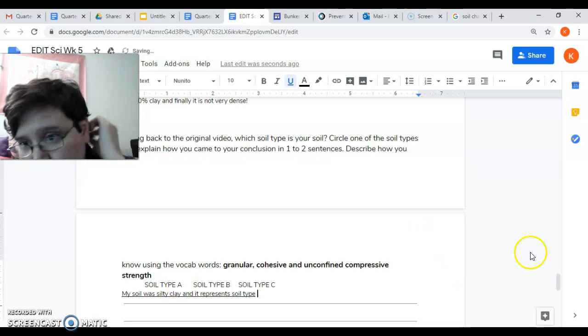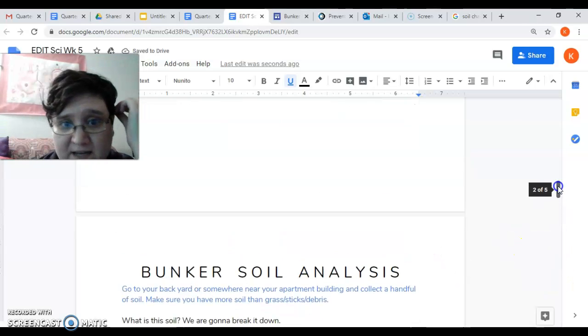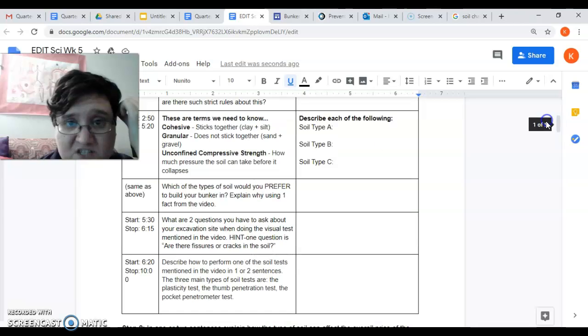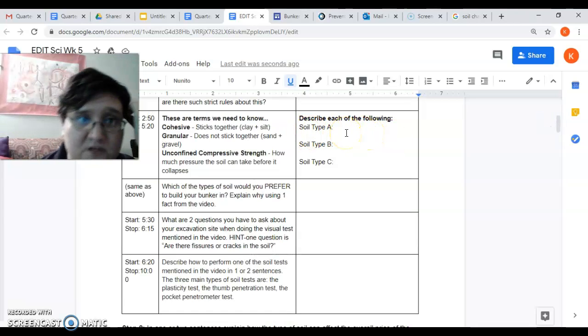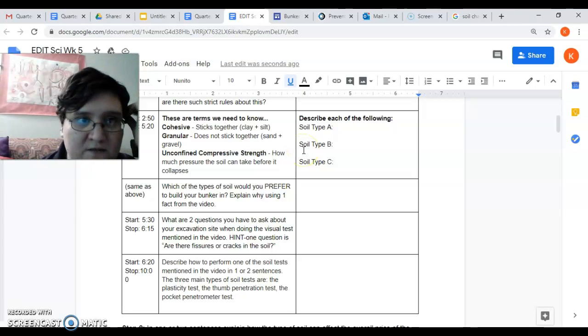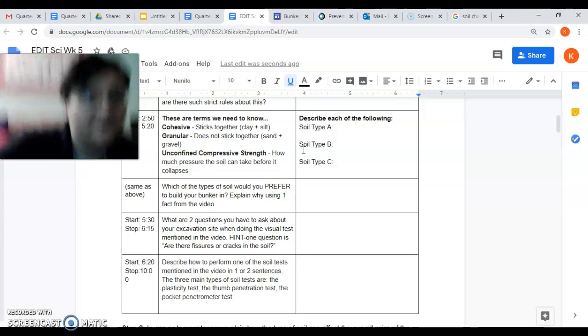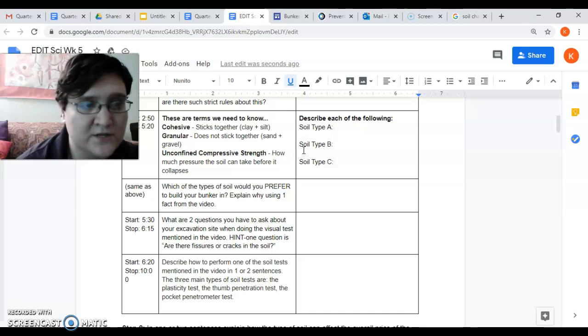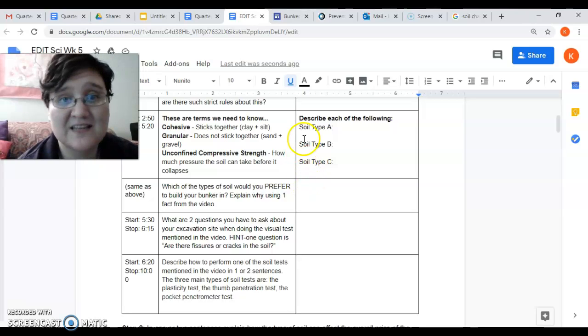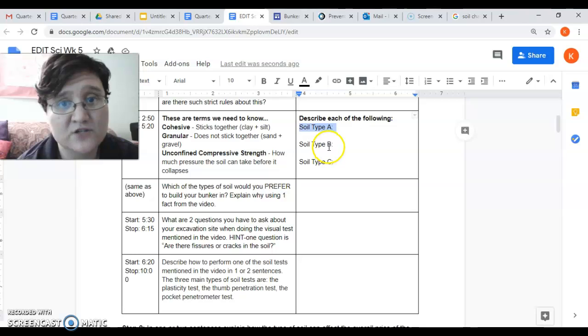This is where you're gonna pause and think to yourself, and even go back to yesterday's notes where we looked at the different soil types, right? Remember, soil type A was cohesive, soil type B was kind of cohesive, and soil type C was not cohesive. In the beginning of my soil analysis, I asked myself some visual test questions. One of those questions was, are there vibrations from cars anywhere nearby? And I said yes. Because I said yes, that means automatically I don't have soil type A. So it's either soil type B or soil type C for me.